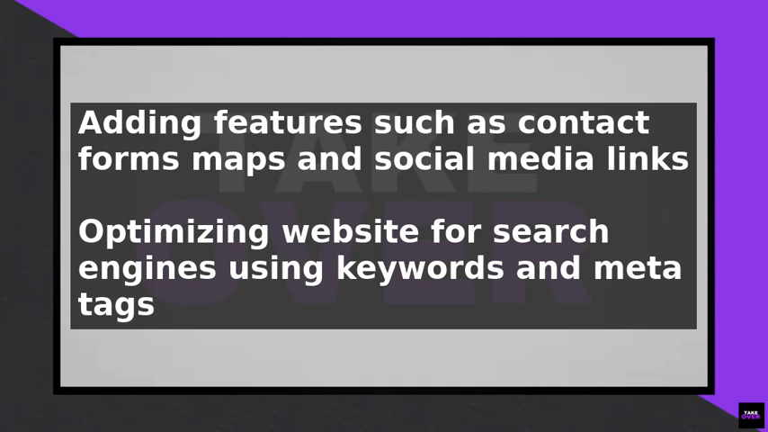To optimize your website for search engines, click on the Settings tab and select the SEO option. From there, you can enter your website keywords and description, and customize your website title and meta tags. You can also use the built-in analytics tool to track your website traffic and performance.